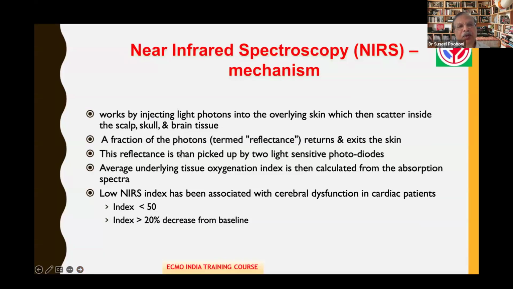It works by producing photons, which are reflected into the brain tissue. They return and exit the skin. They are picked up by the two light sensitive photodiodes, and this is reflected as a value here. A low NIRS index has been associated with cerebral dysfunction in cardiac patients, such as less than 50, or an index of more than 20% decrease from the baseline.